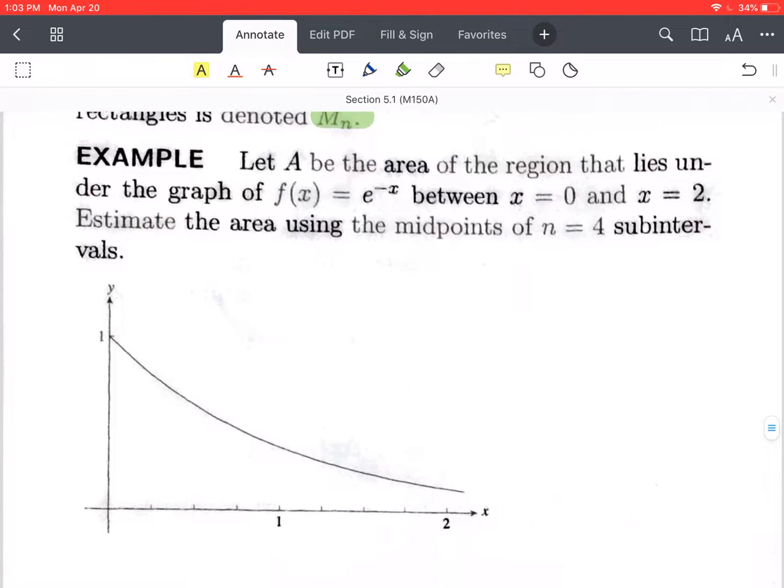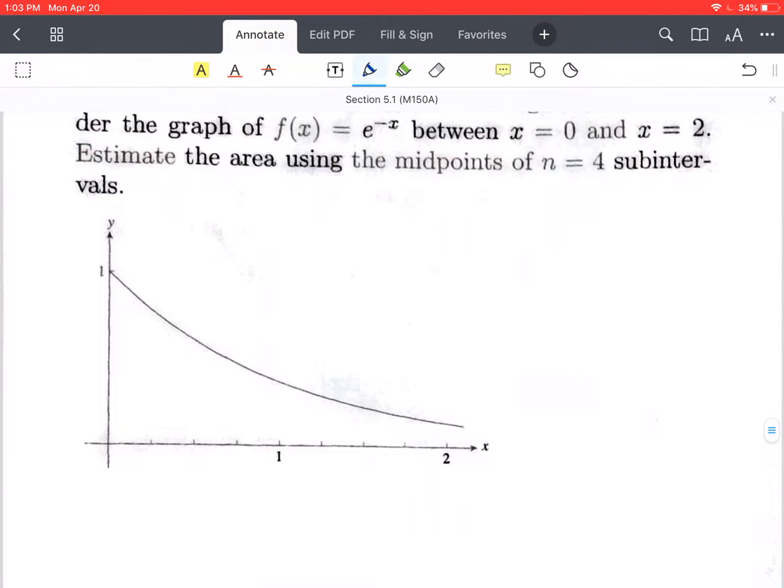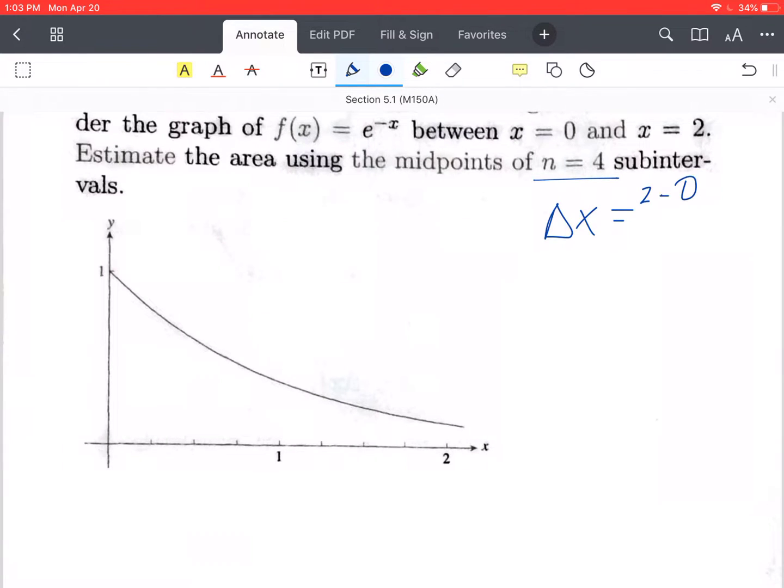So here we have the function e to the negative x from 0 to 2. Estimate the area using the midpoints of 4 subintervals. Okay, so n equals 4, so delta x is 2 minus 0 over 4, right? So that's just 1/2.